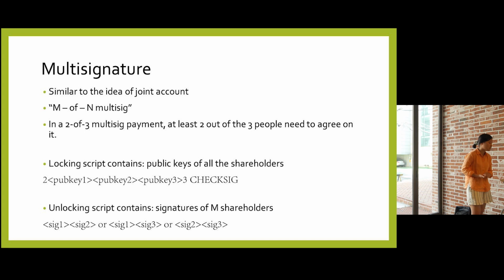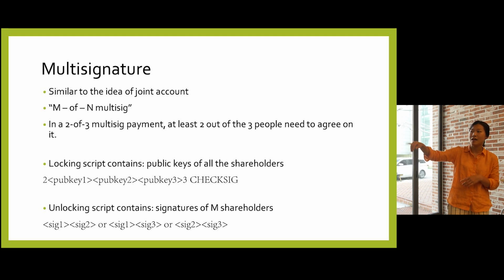All right, let's move on to multi-signature. This is very similar to having a joint account, to which many people have claimed ownership. And here in Bitcoin, we usually call this M of N multisig. N represents the number of people who are in the account, and M is the number of approvals that you need to get in order to actually spend money from this account.